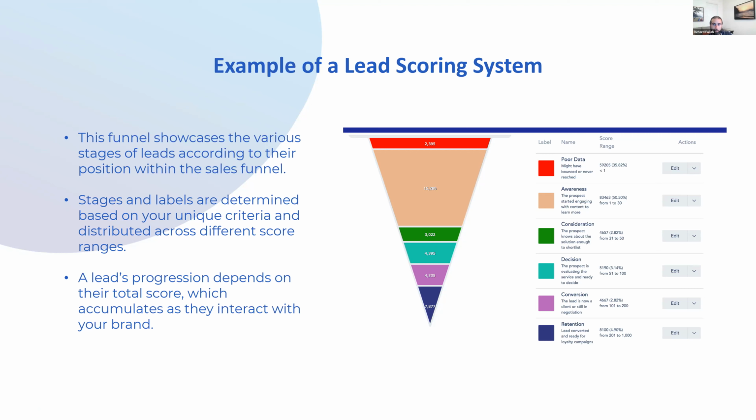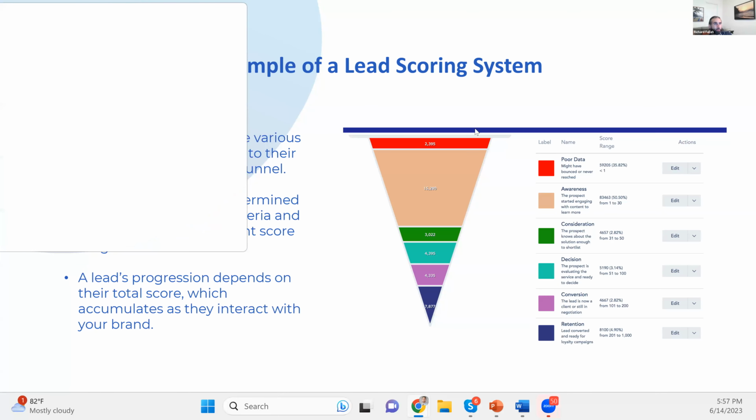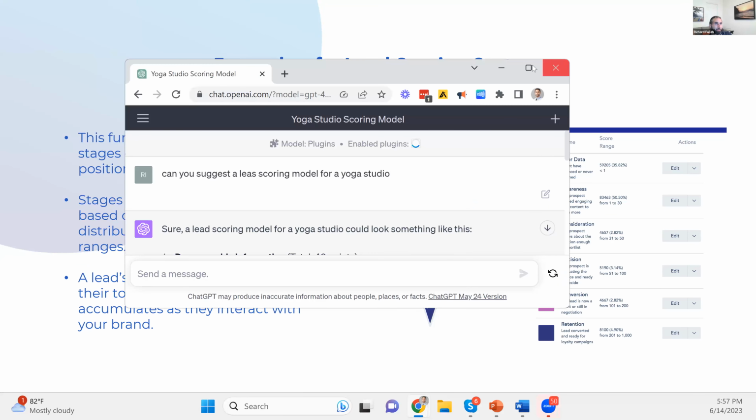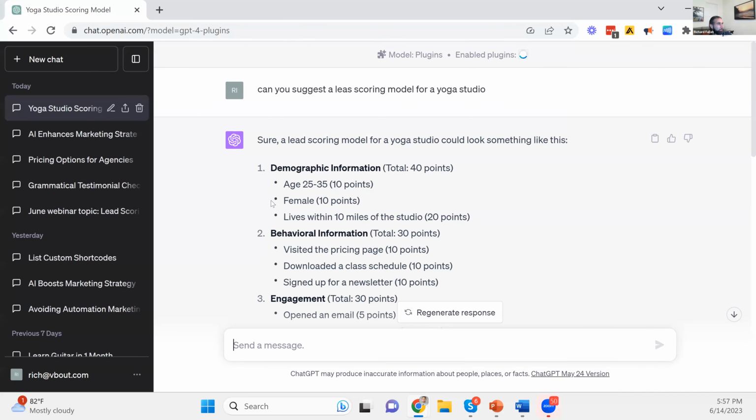Okay. Now, guys, what I want you to do is be very positive about lead scoring. I actually tried with ChatGPT, and I always like to add an AI angle to things we're doing. You can ask ChatGPT, can you suggest a lead scoring model for a yoga studio? So it didn't matter with the typo here. And immediately it gave me some suggestions.